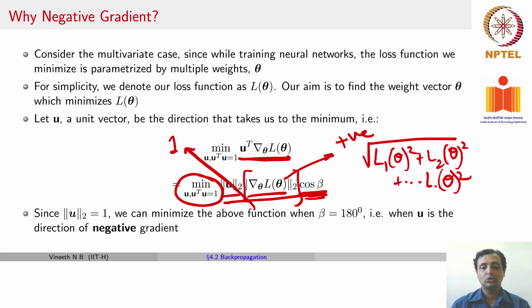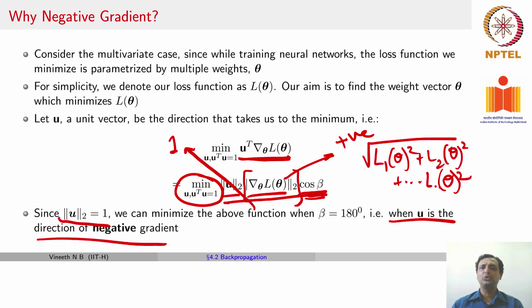We already know that. So the only way to minimize this entire quantity is to make cos beta as low as possible, and the least value that cos beta can take is minus 1. Which means, since U is 1, U has to be the direction of the negative gradient. So that's the vector that will actually minimize this particular quantity. Remember, for beta to be 180 degrees, U has to be, because beta is simply the angle between U and the gradient, U simply has to be the opposite direction of the gradient, which will minimize this quantity.